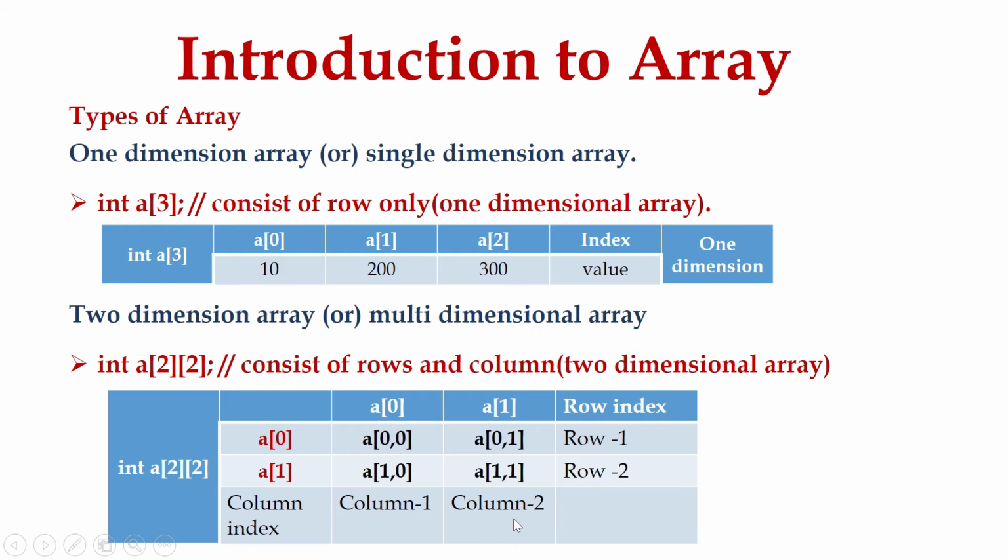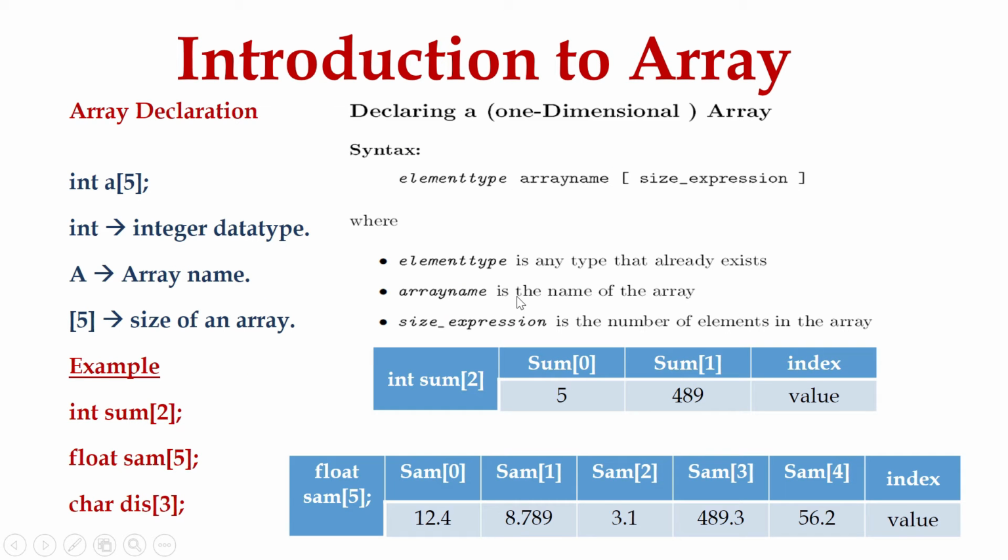So how to declare a one-dimensional array? Followed by the syntax, it's a rule: element type, nothing but the data type; array name is an identifier, a variable name used to represent an array; and the size of an array. For example, int is an integer data type, a is the name of an array, and it holds 5 values starting from a of 0 to a of 4.